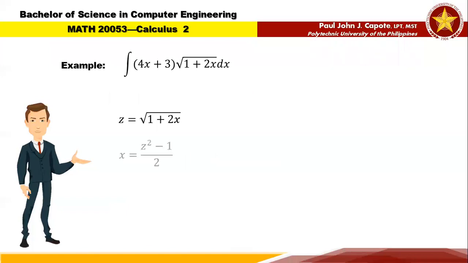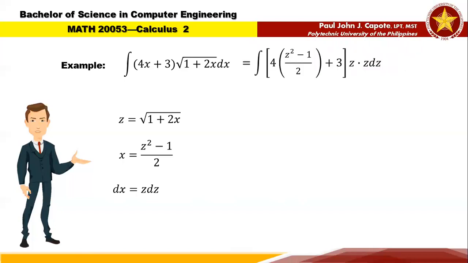Given that z is equal to the square root of 1 plus 2x, x is equal to z squared minus 1 all over 2, and dx is equal to z dz, then we transform our integrand into the form the integral of 4 times the quantity z squared minus 1 over 2 plus 3 times z dz. But wait, where did we get this quantity z squared minus 1 all over 2?